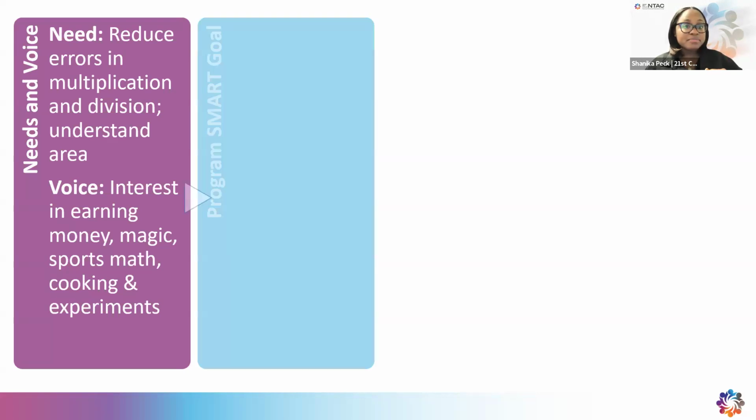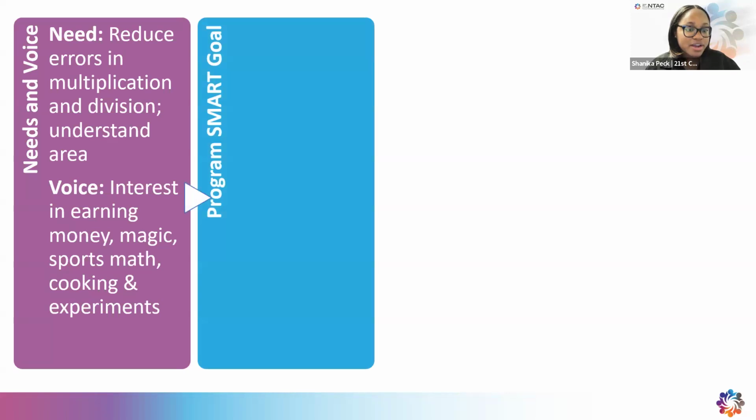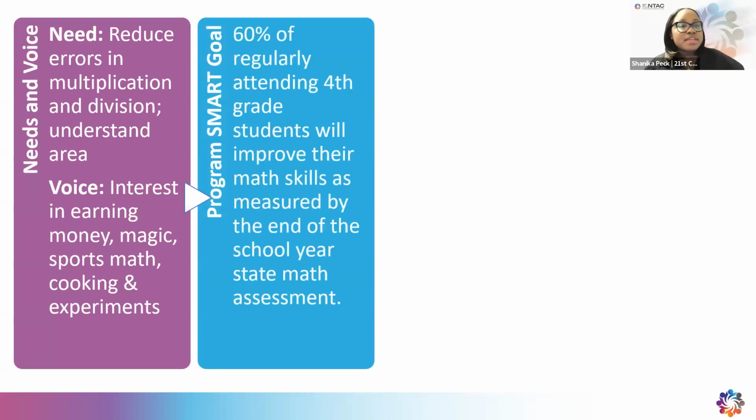Then we're thinking about our program SMART goals, right? Because again, we definitely want to measure our progress. So here's a SMART goal based on the needs and voice: 60% of regularly attending fourth grade students will improve their math skills as measured by the end of the school year state math assessment. Now, there are a couple of things I do want to identify here, right? Sometimes when it comes to your needs and your voice, this may already be identified in your RFP, but again, this depends on your state. Some of your states may have priority areas that you may want to prioritize within what you're proposing for your program, right?